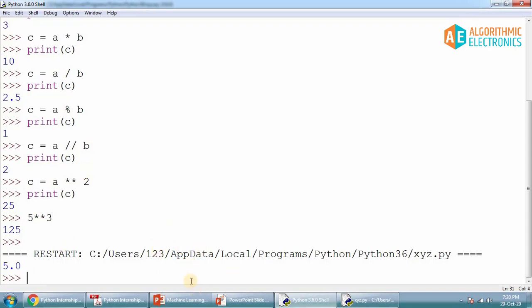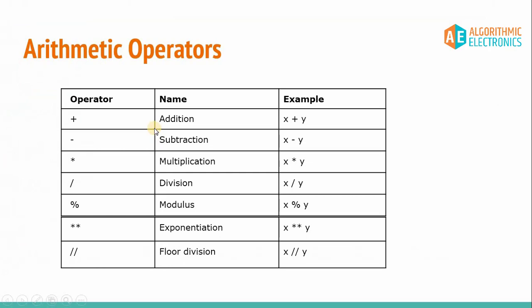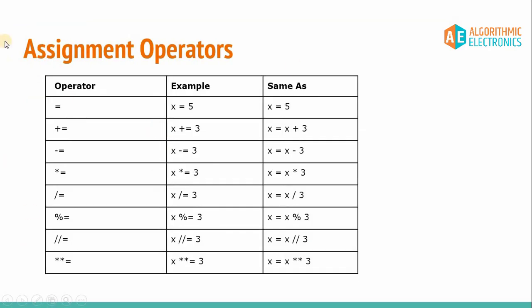Now we are going to discuss the next group of operators, that is nothing but the assignment operators. So here we can check it out. These are some assignment operators. The very basic operator is equals to. This is the assignment operator. That means something is assigned to some variable. So some variable is assigned some value. So here x is assigned 5, which is nothing but x equal to 5.